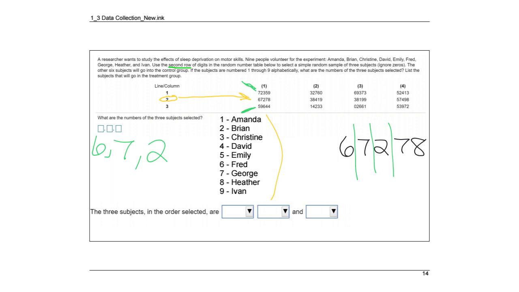So then down here, they just want us to give the names of those people. So this person with number 6 was Fred, number 7 was George, and number 2 is Brian. So those are the 3 people who are in the experimental group. The rest of them are going to go in the control group.